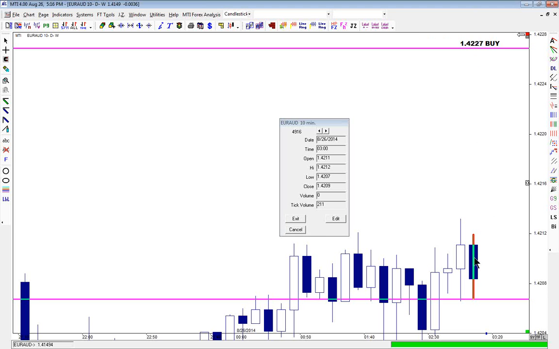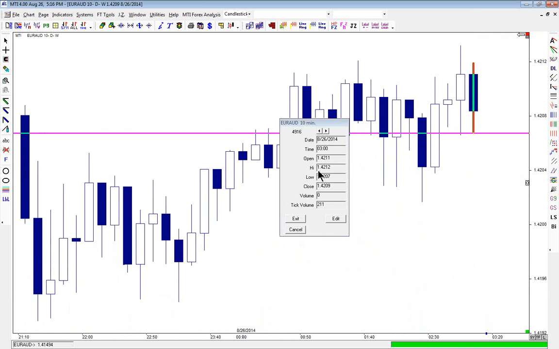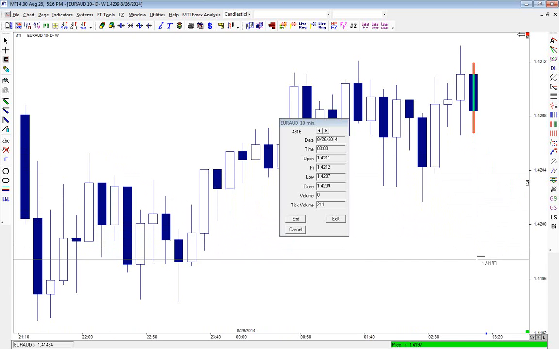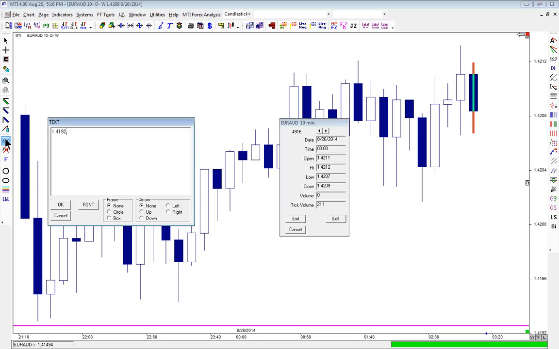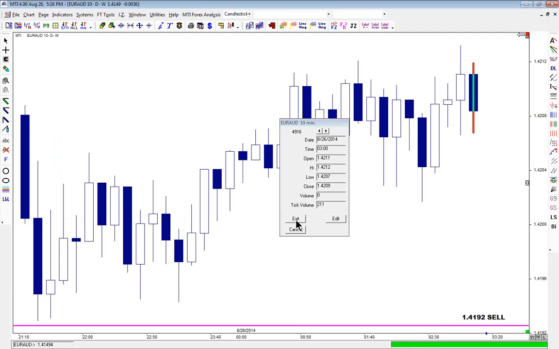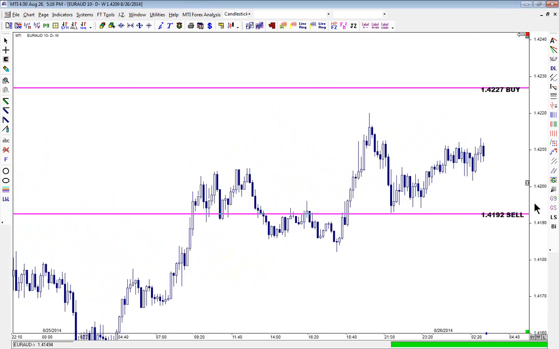And then 15 pips below that candle, the low is 1.4207. So you go down 10 pips, which will be 97 minus 5 more would be 1.4192. So this would be 1.4192 as your sell. And that's it. And that's what this strategy consists of.